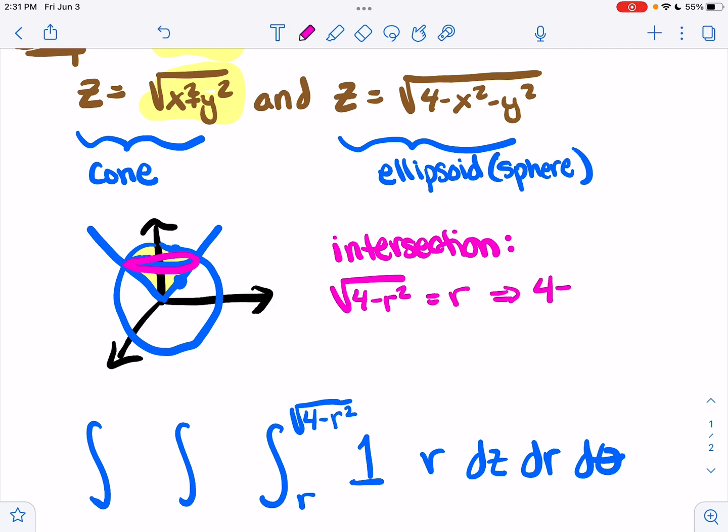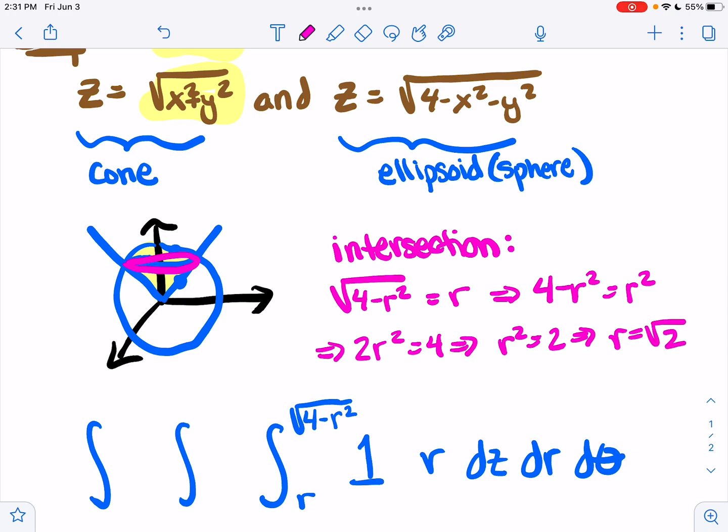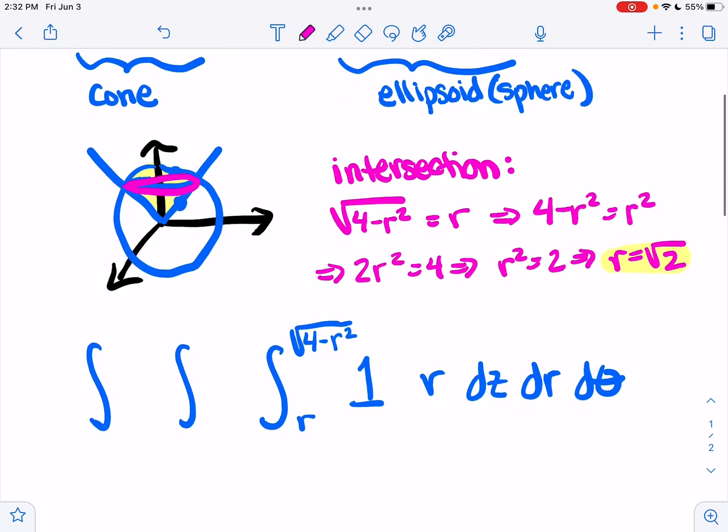And square both sides. That's 4 minus r squared equals r squared. That means 2r squared equals 4. So r squared equals 2. So r equals the square root of 2. So the intersection of the sphere and the cone is a circle of radius square root of 2. So in polar coordinates now, our r is going to go from 0 to the square root of 2. And again, we have theta going from 0 to 360 degrees, so 0 to 2 pi. So that's our setup here.